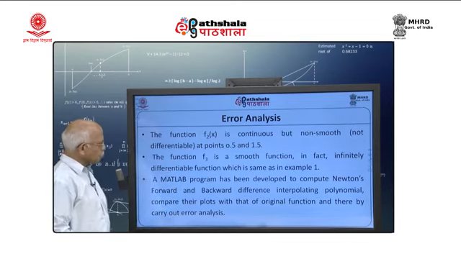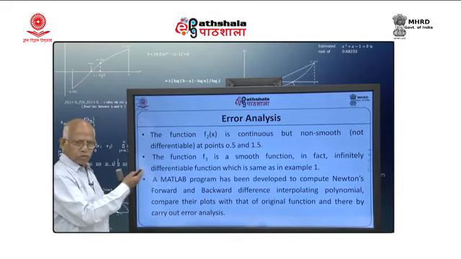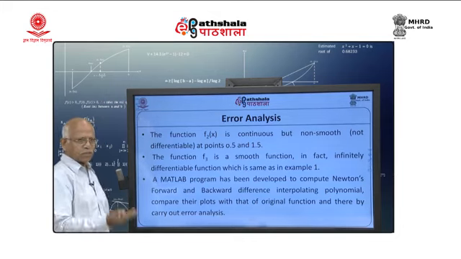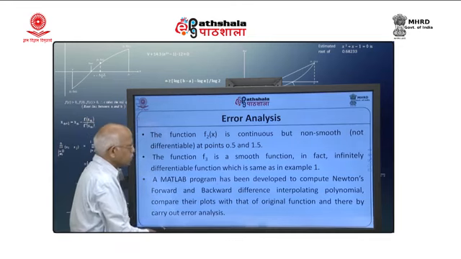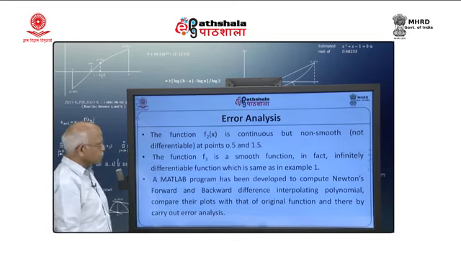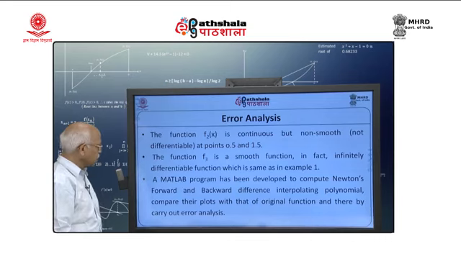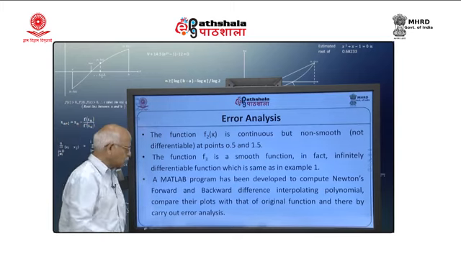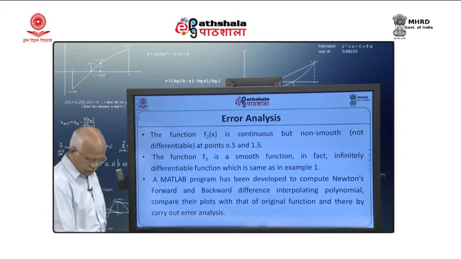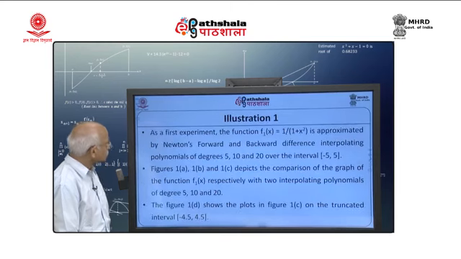Now, a MATLAB program has been developed to compute these algorithms we have already written. On the basis of that, we can develop a MATLAB program, and it has been developed to compute Newton's forward and backward difference interpolating polynomial, compare their plots with that of the original function plot, and thereby carry out error analysis. This is my intention.